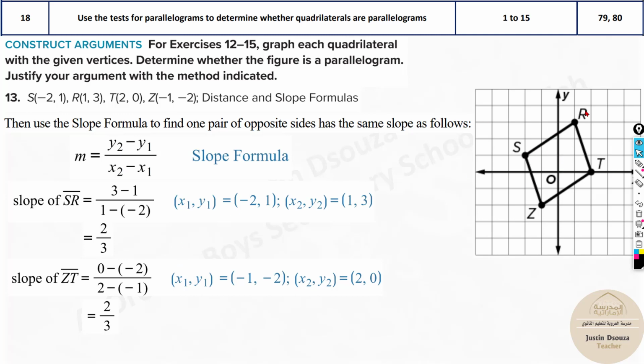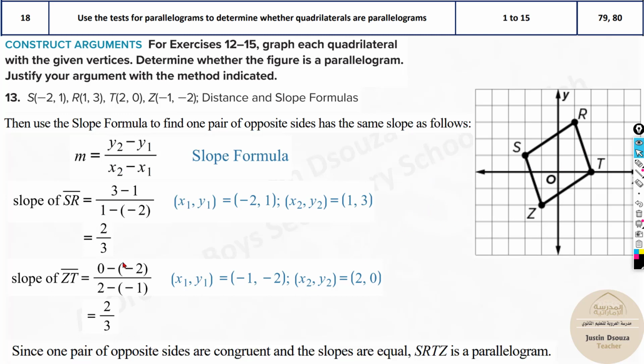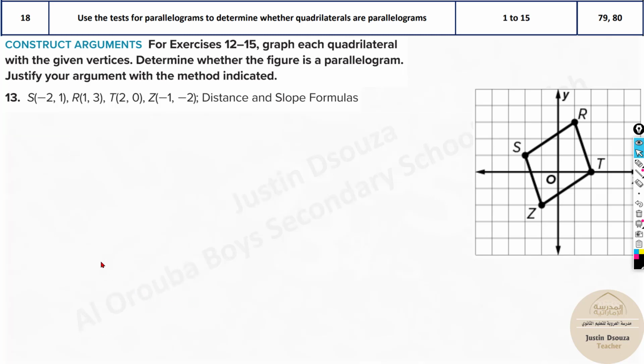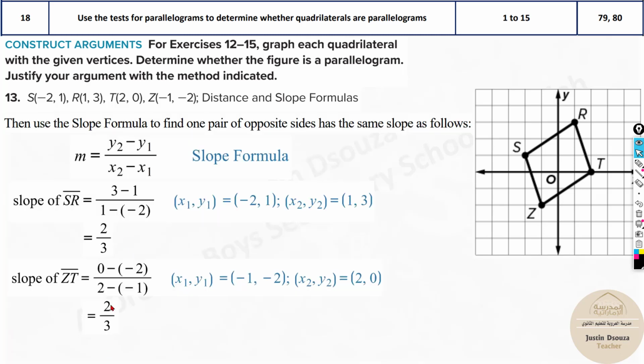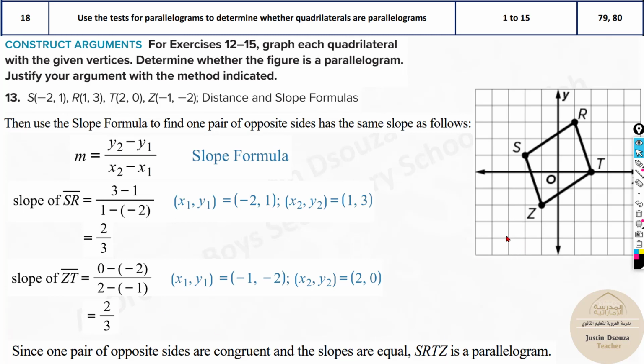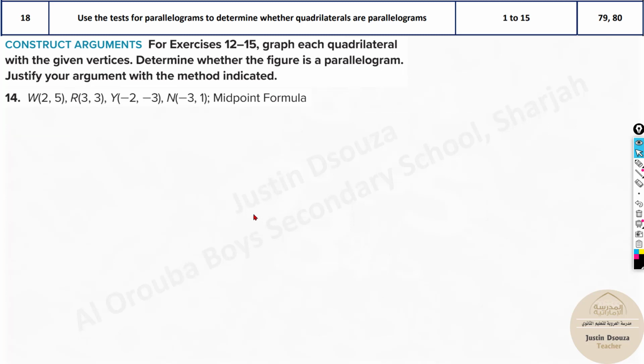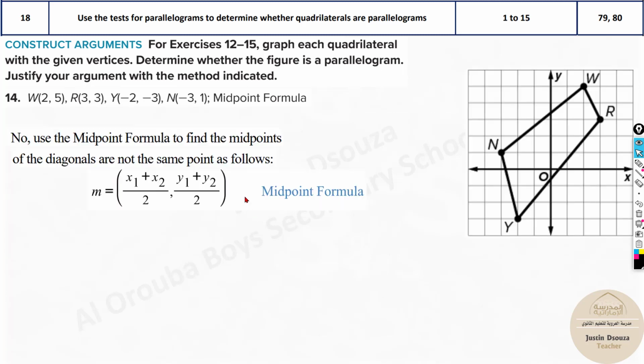If you find the distance of SR and ZT, and find the slopes of the other two lines, it's no use. You're not finding whether it's a parallelogram or not. Now, yes, since one pair of opposite sides are congruent because we found the equal distance over here, and they are having the same slope, this is a parallelogram because they are parallel and congruent. Same thing here. Now here they are doing the midpoint formula.